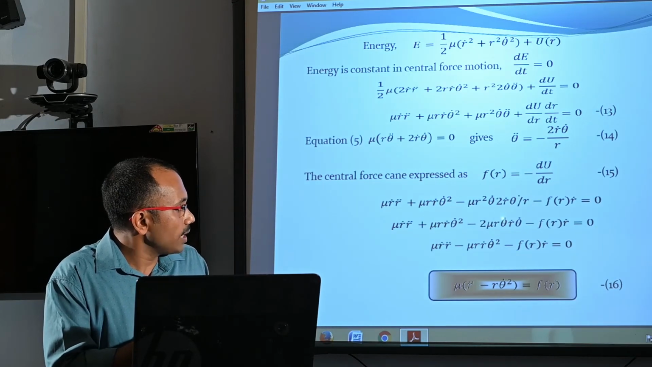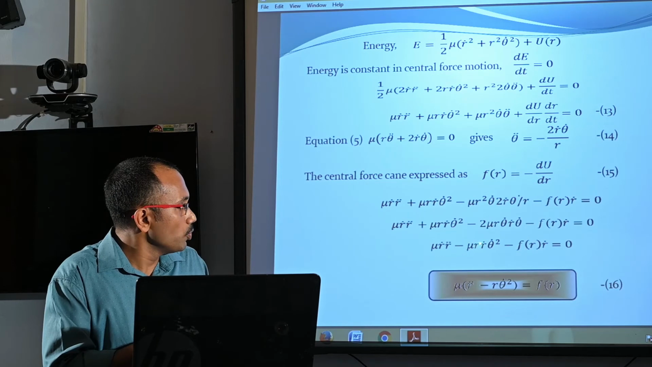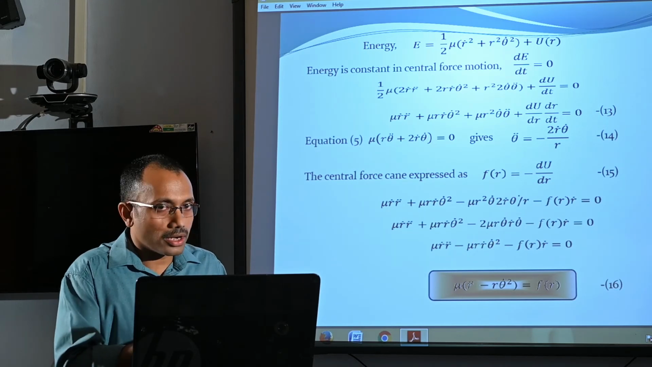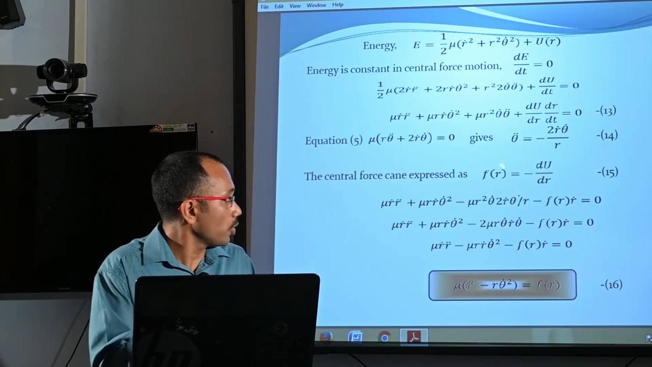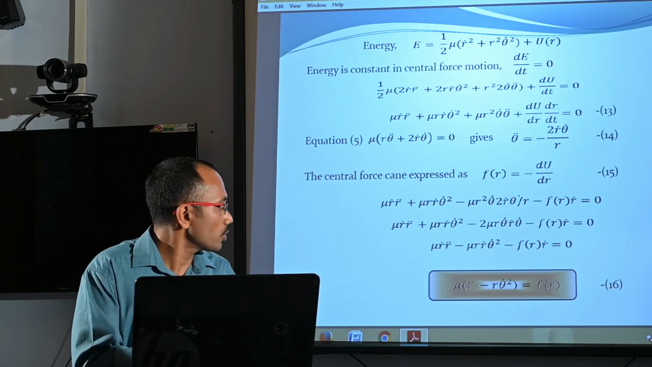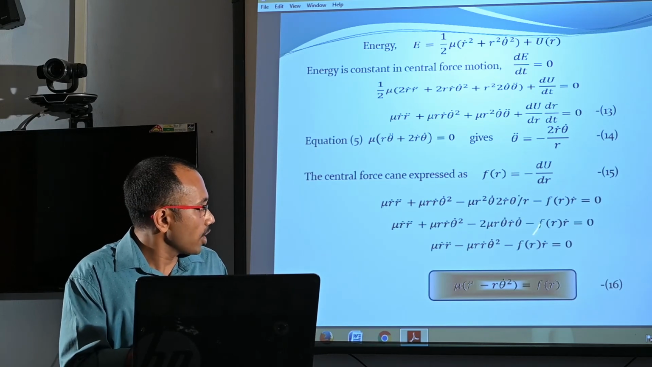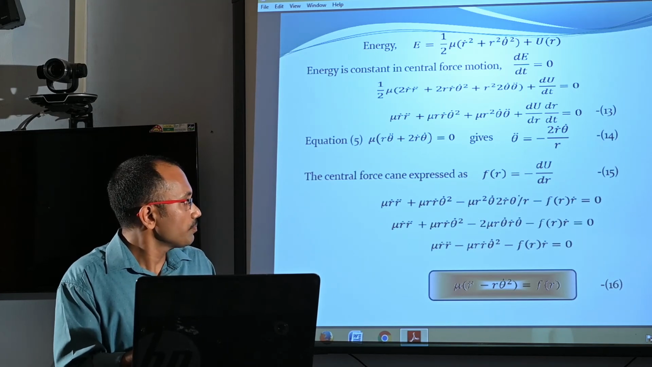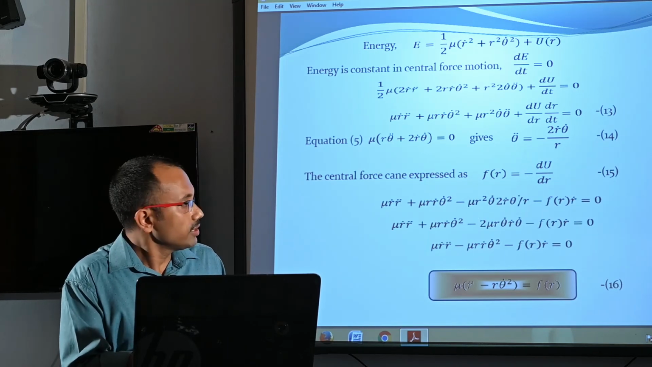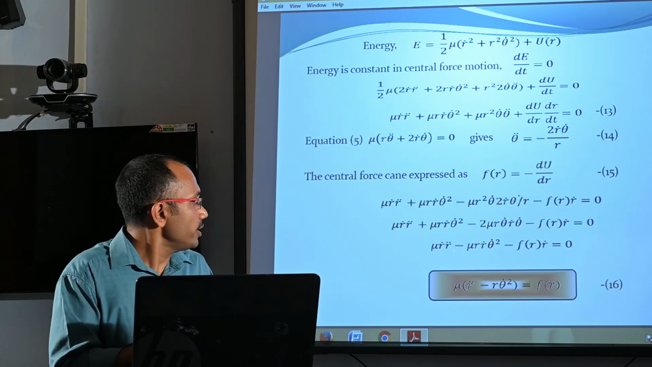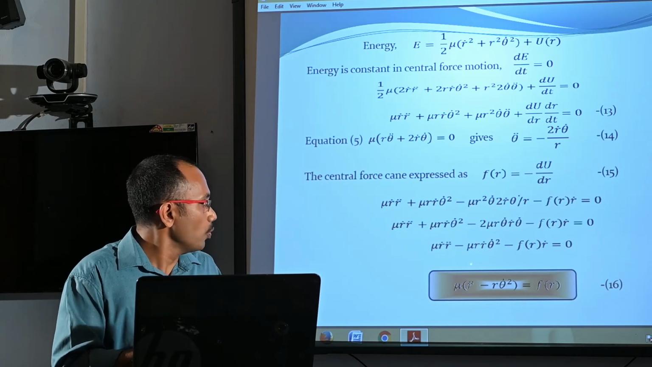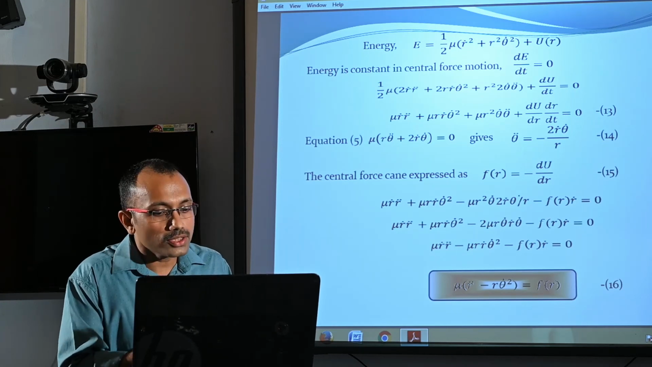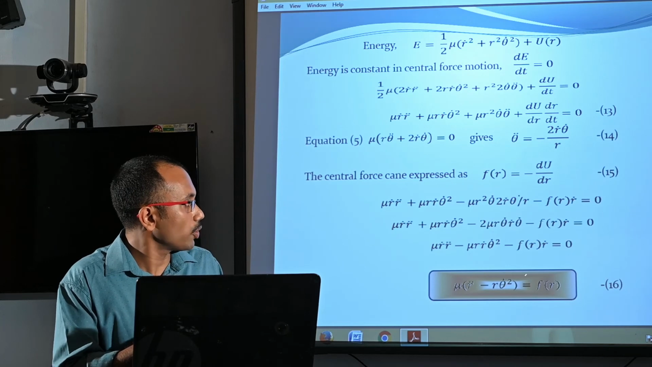So, I can add these two terms and I will get minus mu r dot theta dot square. The total equation is mu r dot r double dot minus mu r dot theta dot square minus f of r r dot equal to 0. All of these terms contain r dot, so I am taking r dot outside, and this r dot will not be 0. So, we can write mu r double dot minus mu r theta dot square minus f of r equal to 0.